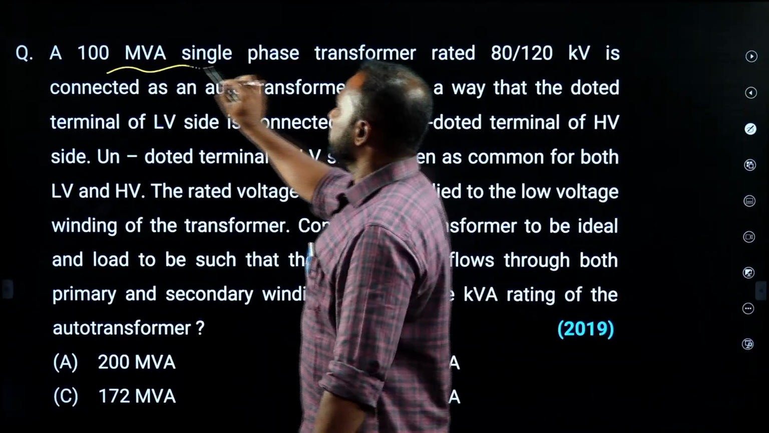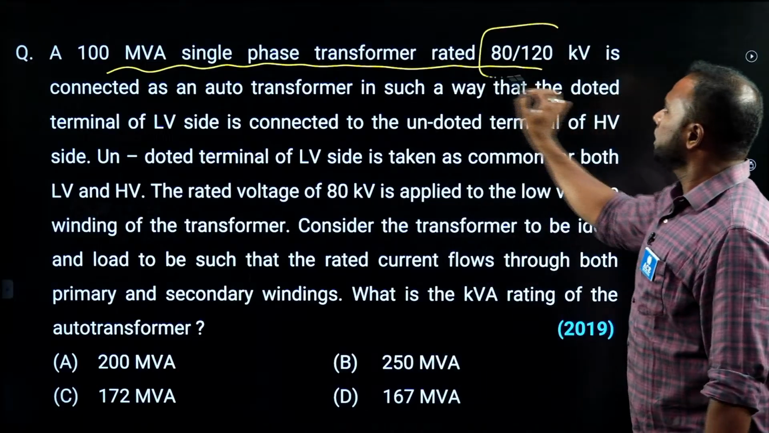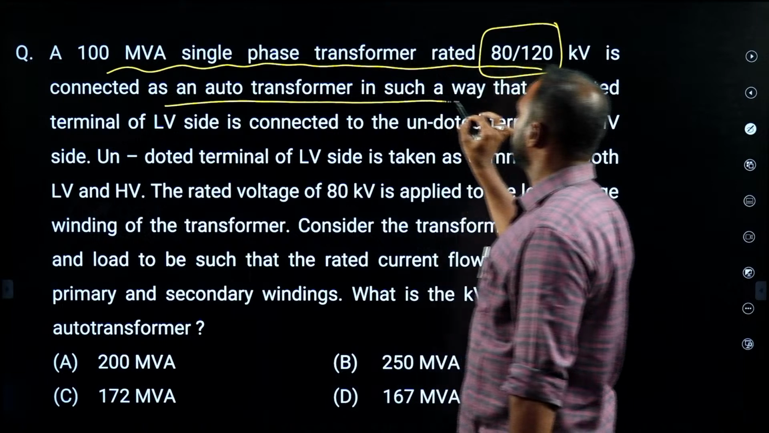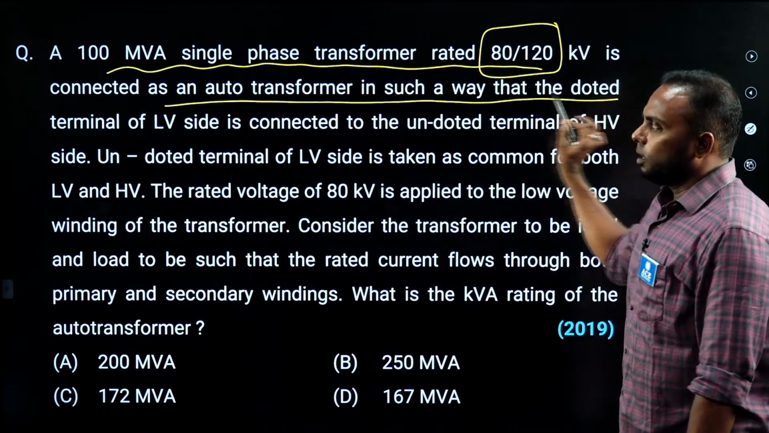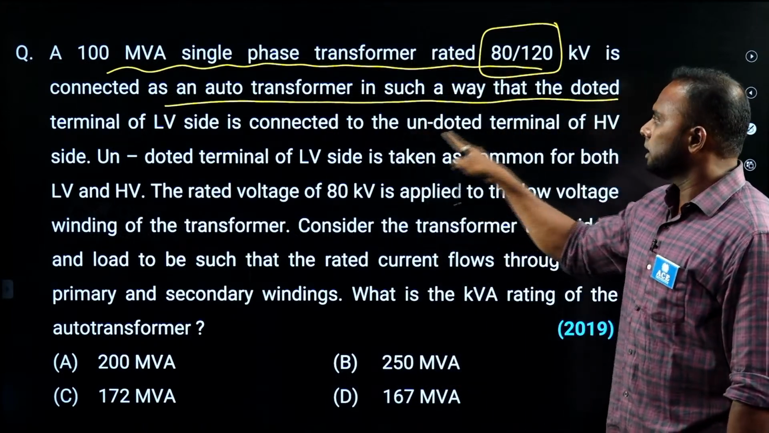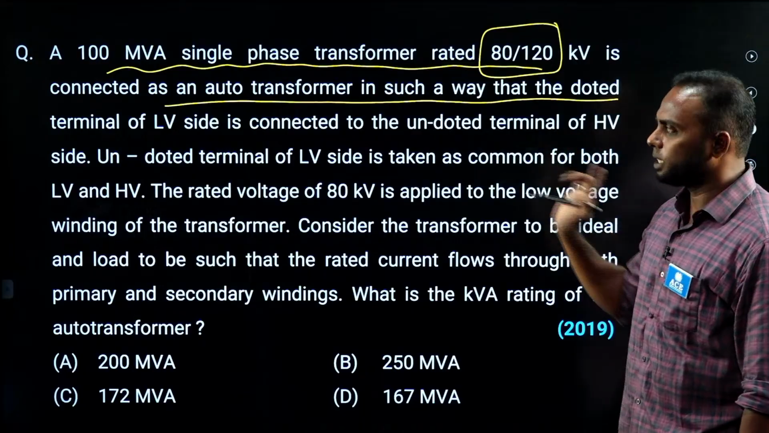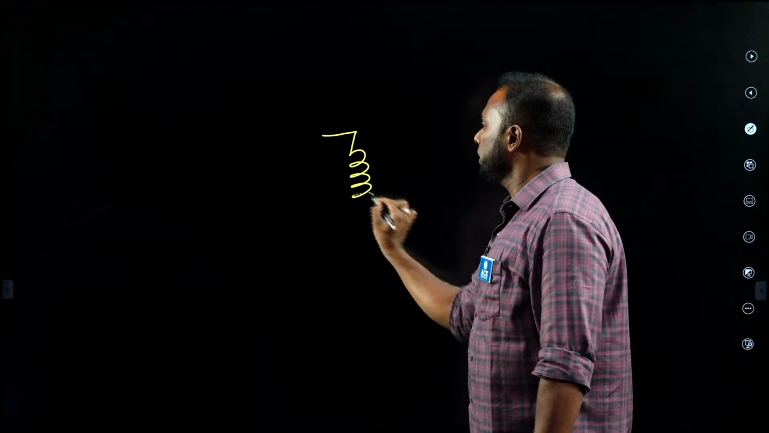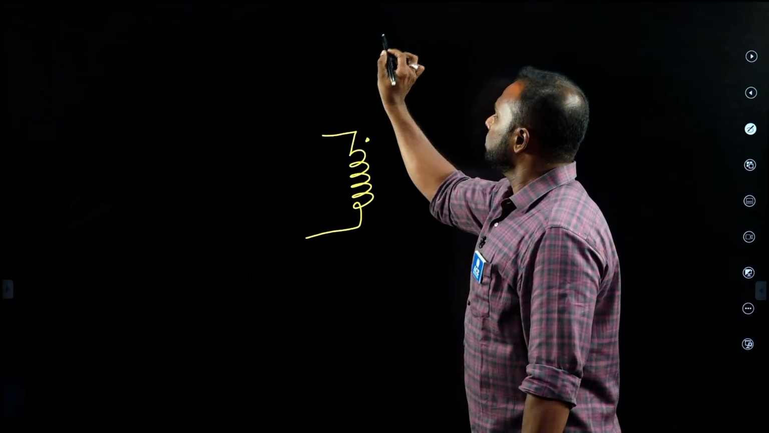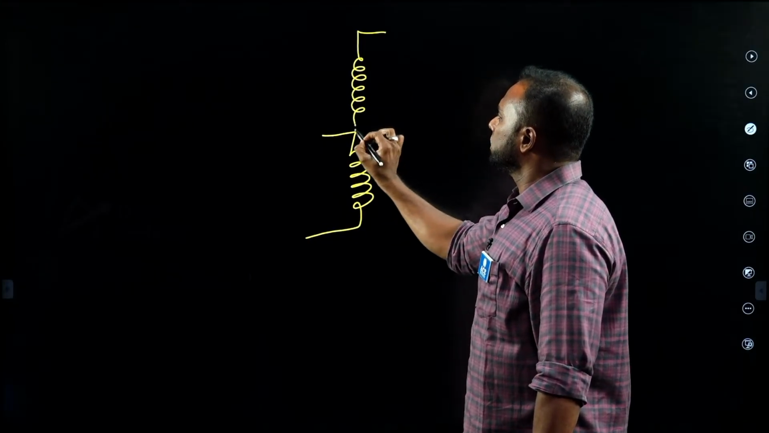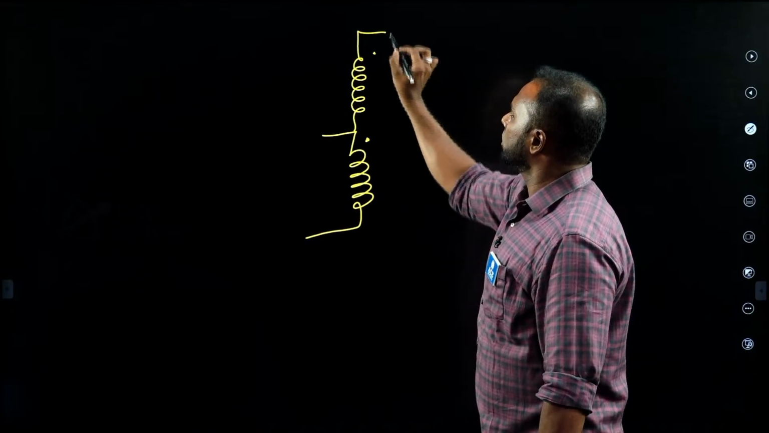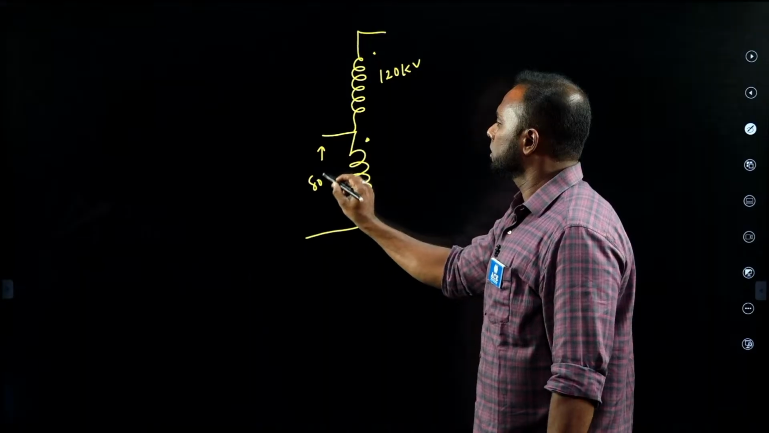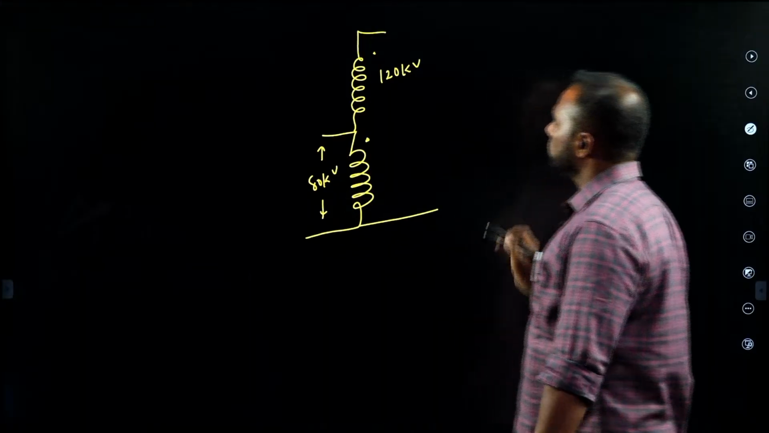Given a 100 MVA single phase transformer rated 80 kV by 120 kV is connected as an auto transformer in such a way that the dotted terminal of LV side is connected to the undotted terminal of HV side. The dotted terminal of LV side, this is LV 80 kV, is connected to the undotted terminal of HV side. Undotted here means dot here automatically. This is 120 kV and this is 80 kV. LV it is. And read the question.